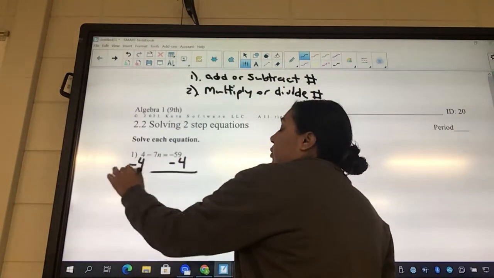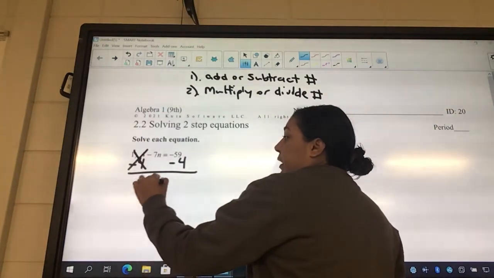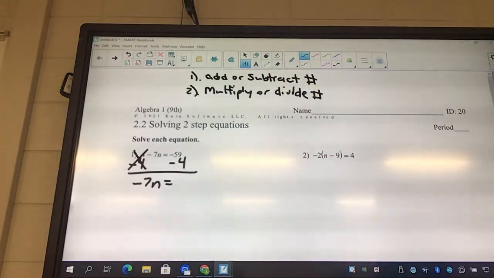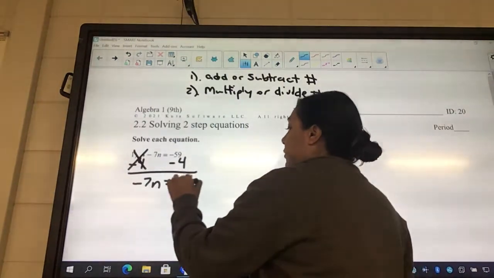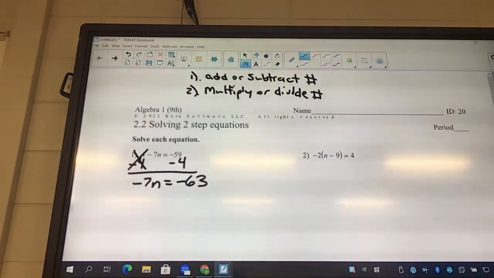Whatever we do to one side, we have to do to the other. So what we're left with on this side is 7n and negative 59 minus 4, negative 63.